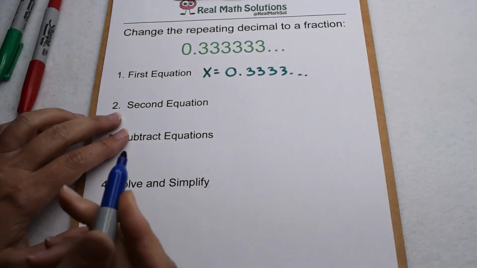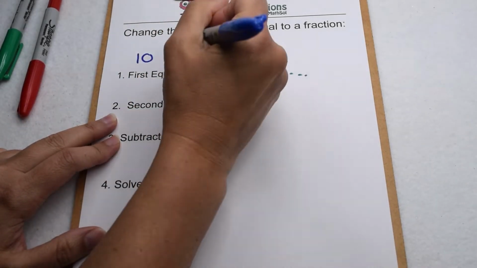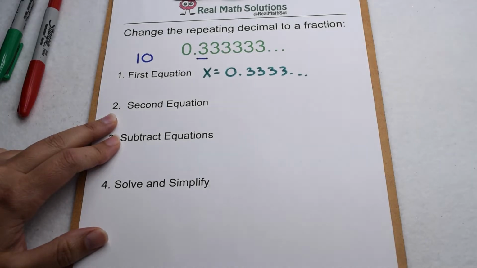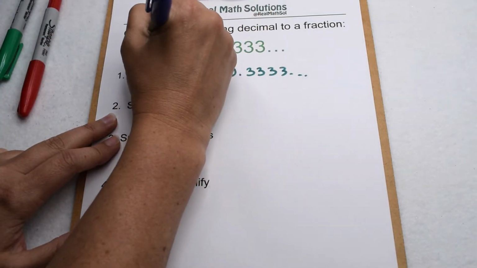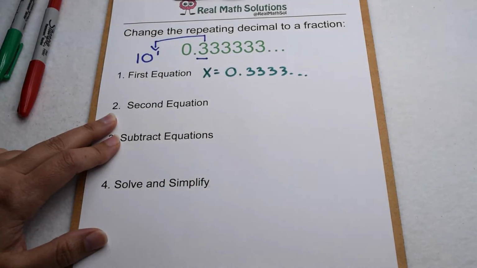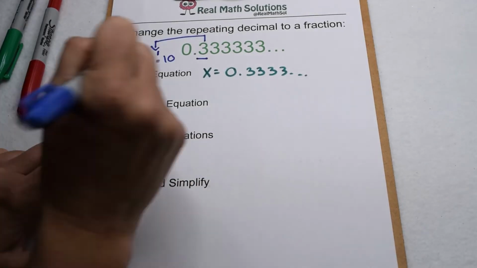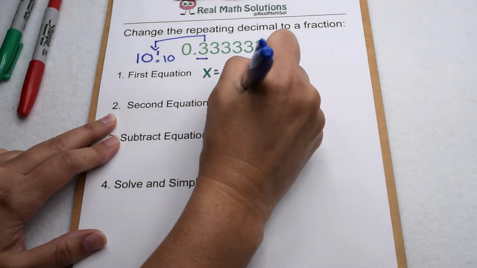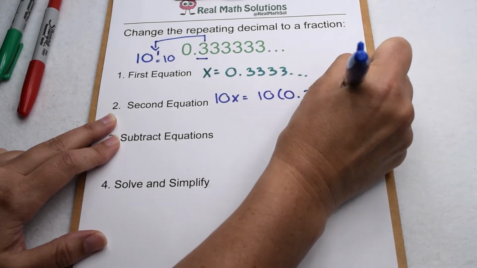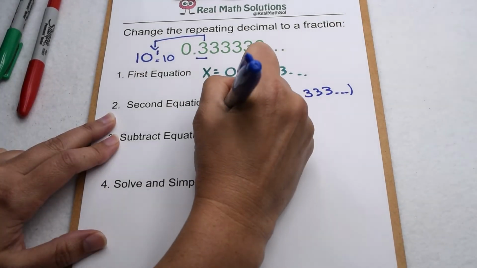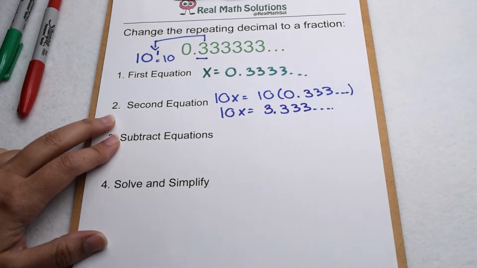Now we need to write a second equation. For our second equation we're going to multiply by a power of 10. That power of 10 is determined by the number of repeating digits. Since we only have 0.3 repeating, only the 3 repeats, that means we only have one repeating digit, so we're going to multiply both sides by 10 to the first. 10 to the first is simply 10. So that means our second equation is going to be 10x equals 10 times 0.3 repeating. Multiplying that out, we're going to have 10x equals 3.3 with our 3 repeating still.